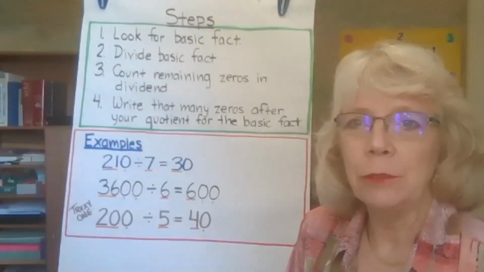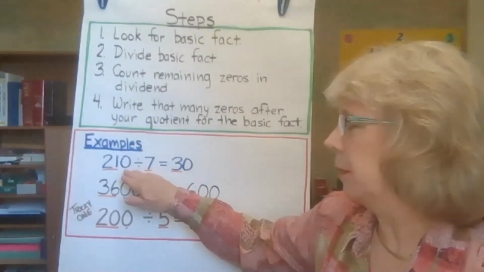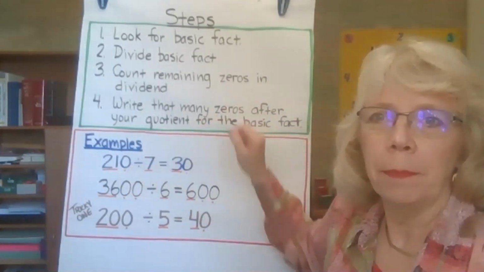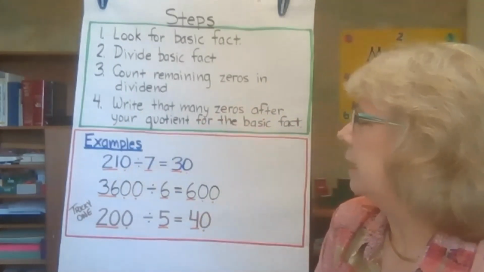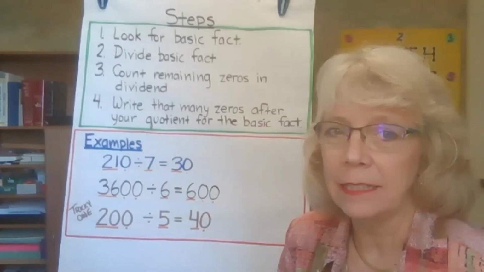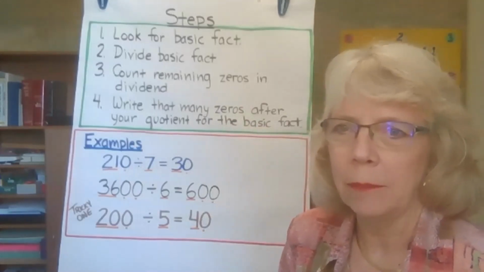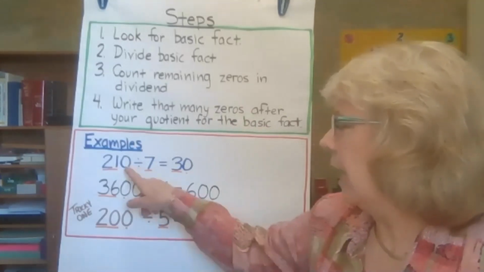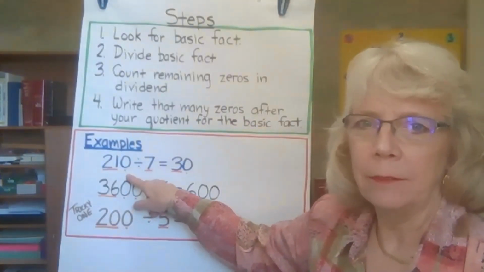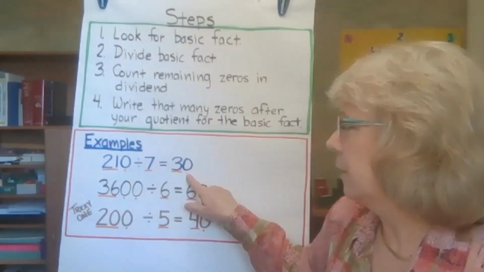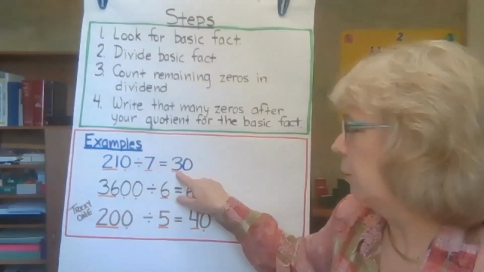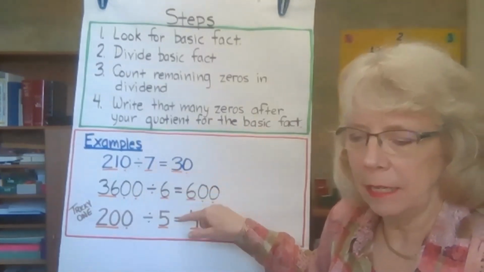Step 3 is you count the remaining number of zeros in the dividend, that is the first number in the division problem that we're breaking apart. And we write that number of zeros after your quotient. So here are 3 examples.